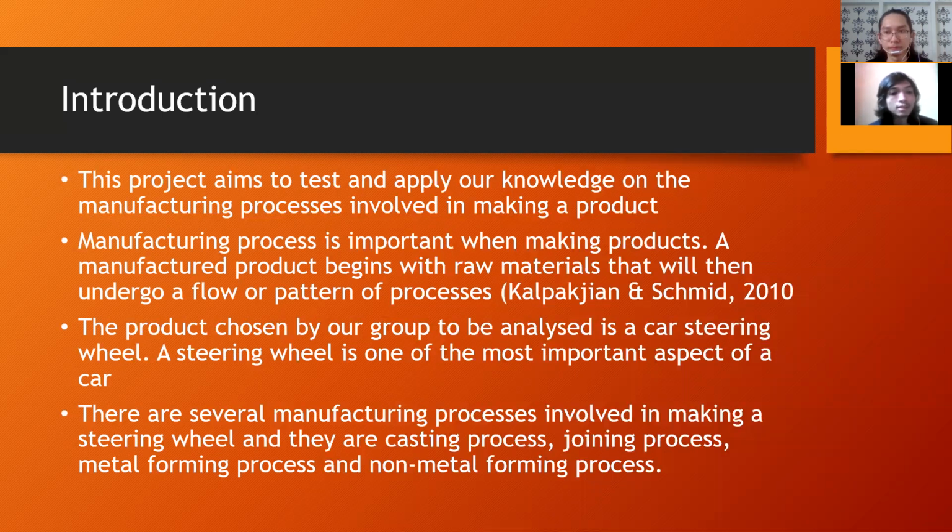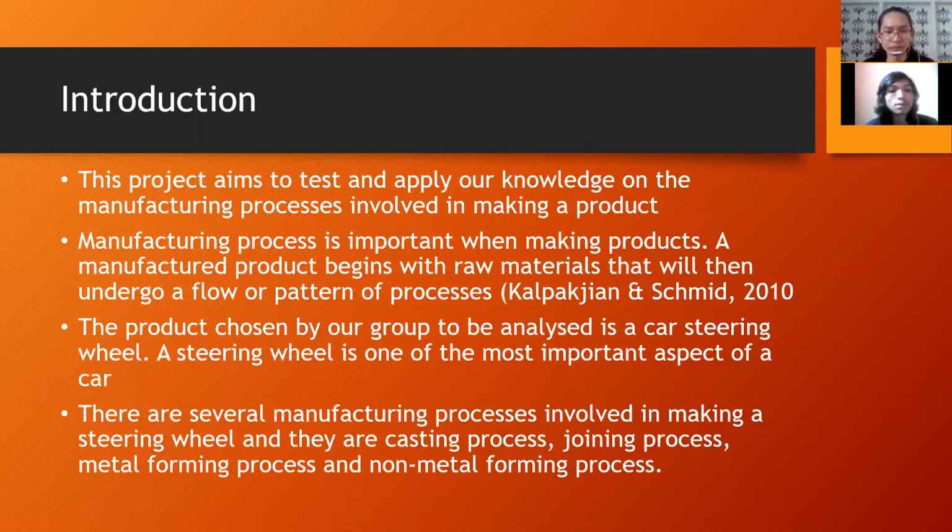For the introduction, this project aims to test and apply our knowledge of the manufacturing process involved in making a product. Manufacturing process is important when making products. A manufactured product begins with raw materials that will then undergo a flow of processes, by Pakjan and Smith 2010. The product chosen by our group to be analyzed is a car steering wheel. The steering wheel is the most important aspect of a car.